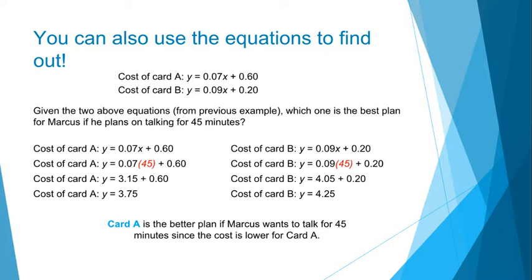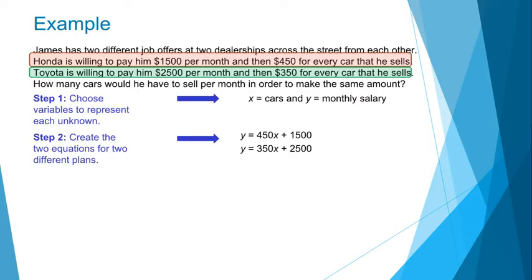So first up, we're going to do our unknowns. So we're going to do x equals the cars, since we have for every car that he sells, and y is his monthly salary. So now we can create our equation. If we start out with Honda, Honda's going to pay $1,500 and then $450 for every car. So we get y equals 450x plus 1,500. The next one we have is Toyota, willing to pay him $2,500 per month and $350 for every car. So then we get y equals 350x plus 2,500.